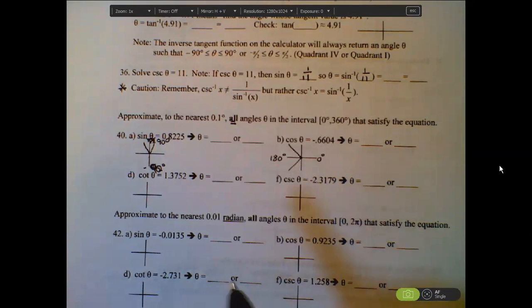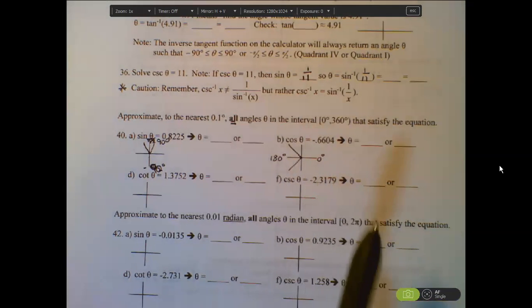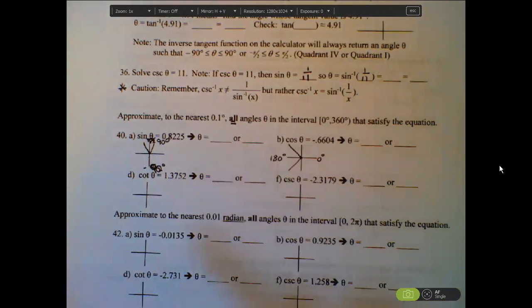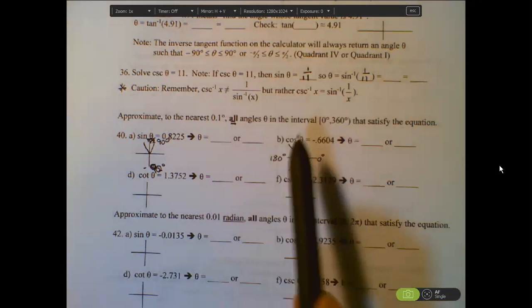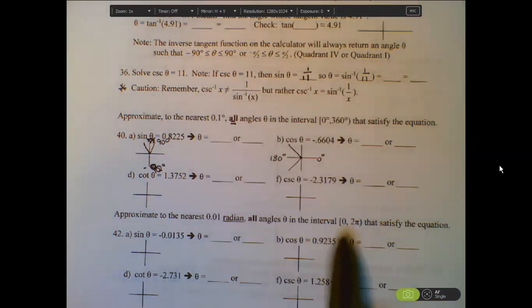One other thing that's important to know about the inverse trig functions on your calculator is you need to have the mode in whatever angle measurement you want your answer. So to do number 40, you would want your calculator in degree mode, so it'd give you the answers in degrees. In number 42, you'd want your calculator in radian mode so that it would give you answers in radians.